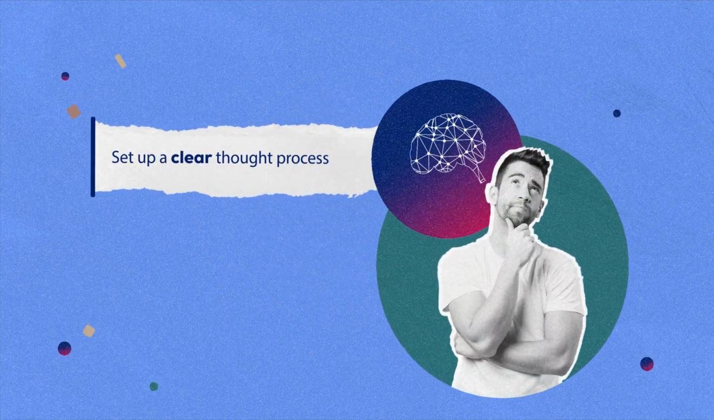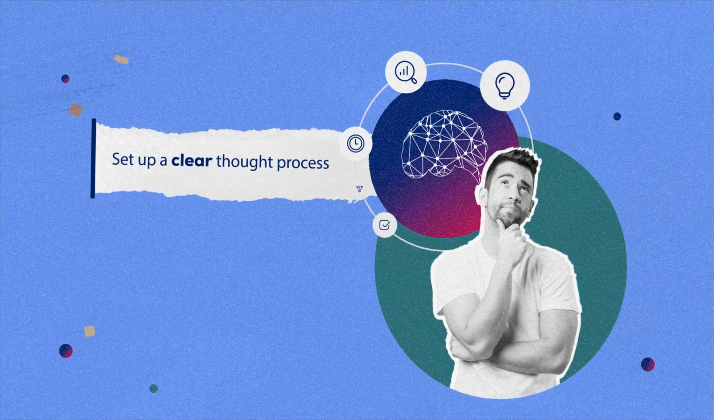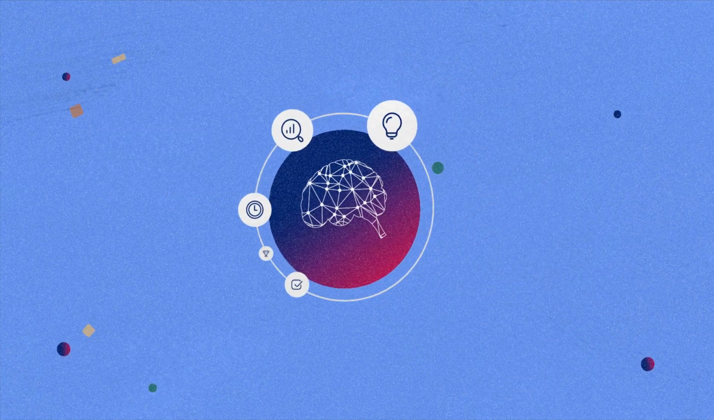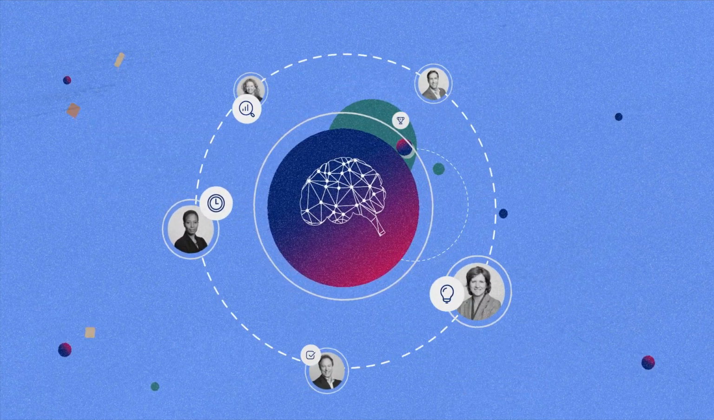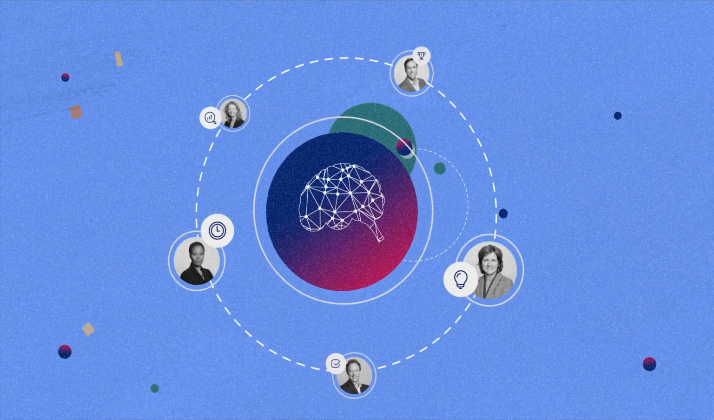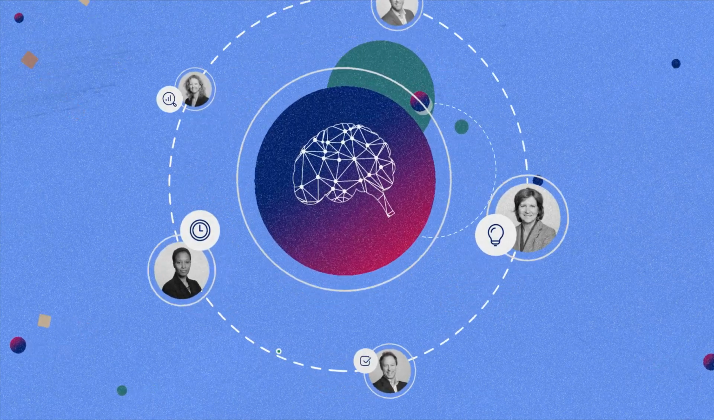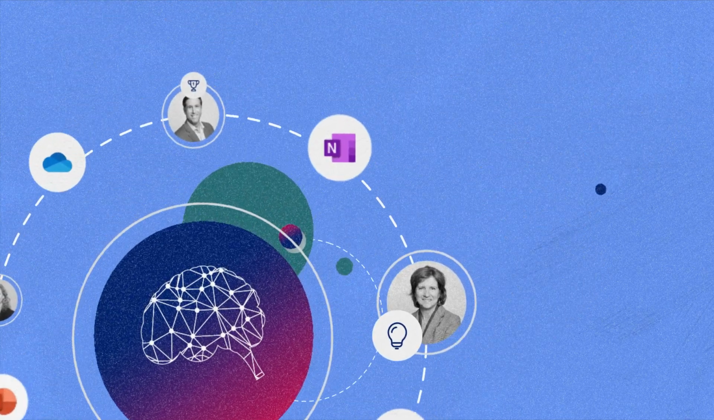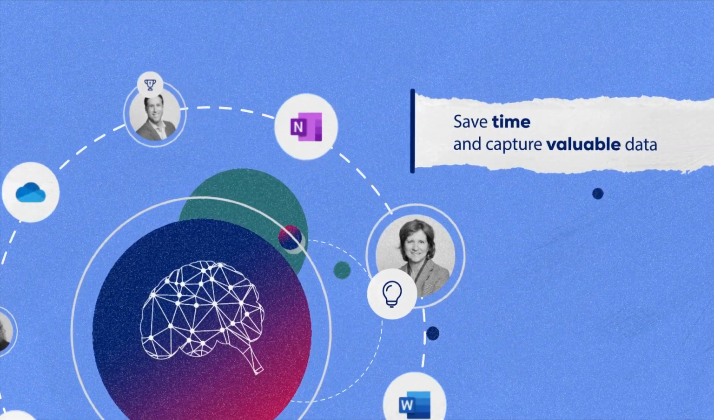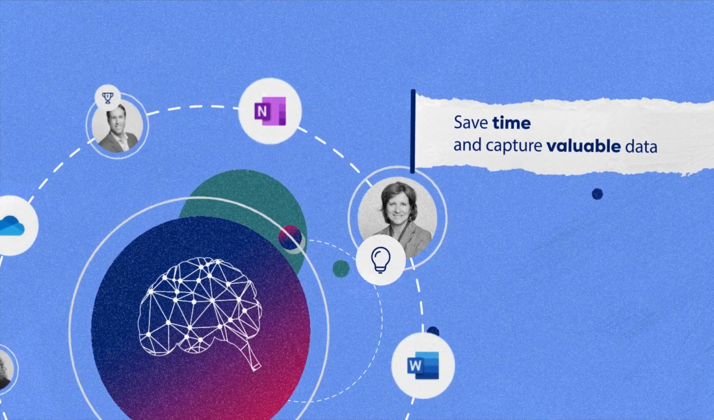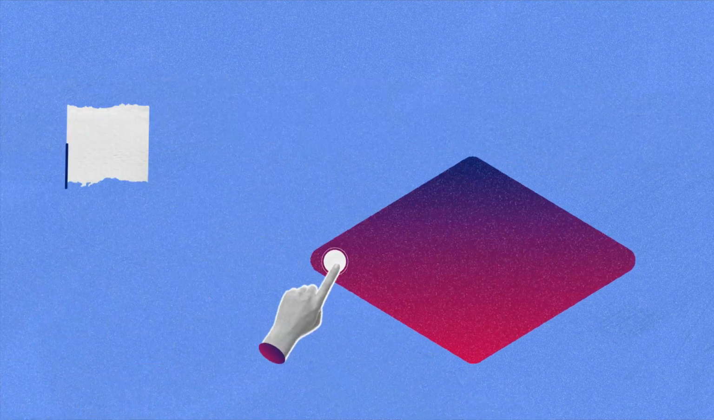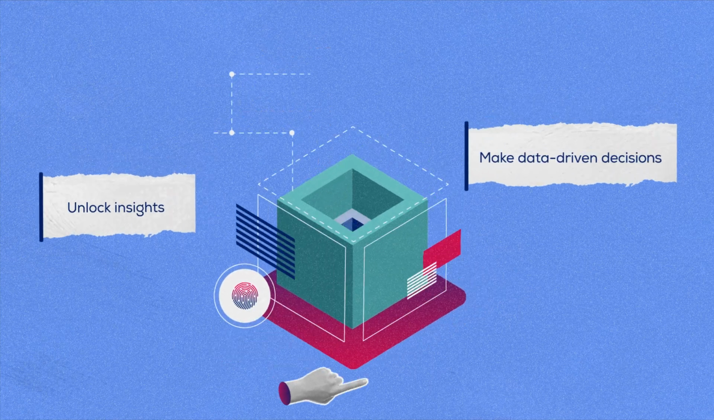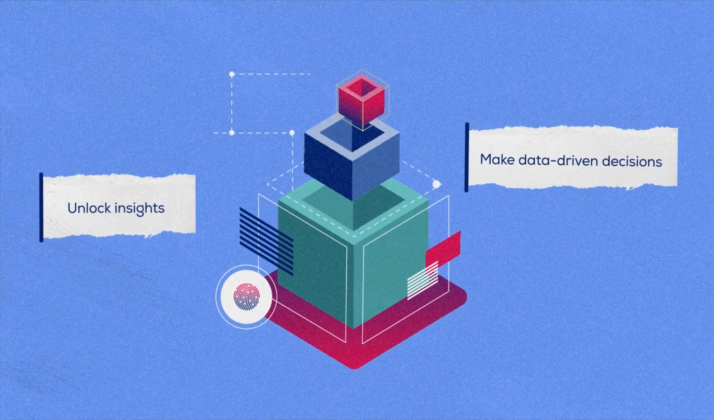Set up a clear thought process on why and how your business should be conducted. Document and share this process with your team members to ensure everyone is on the same page. With the tools provided by Microsoft 365, you can automate this process to save time and capture valuable data for continuous improvement. You can unlock insights and make data-driven decisions to continuously improve your business.